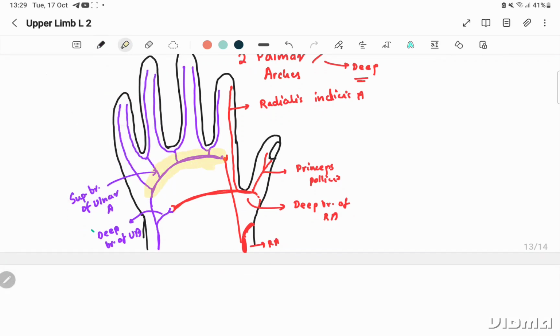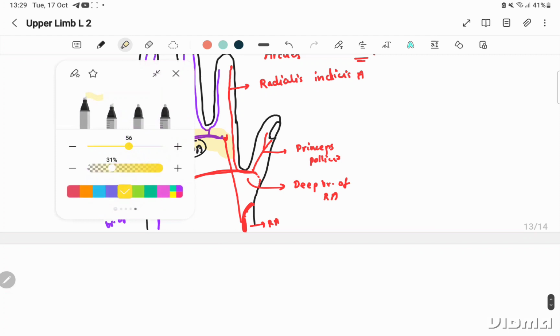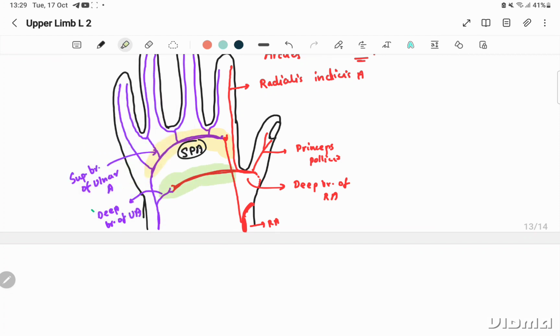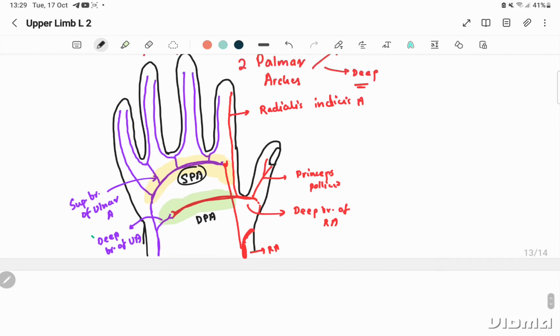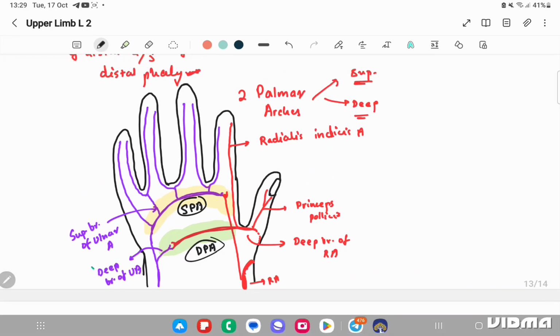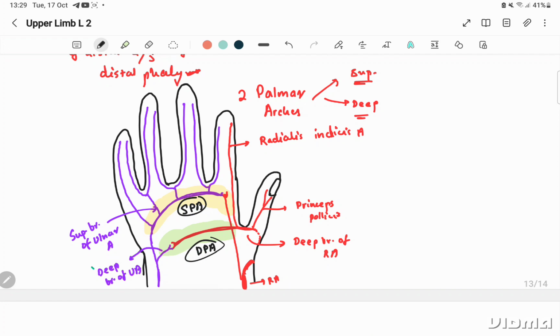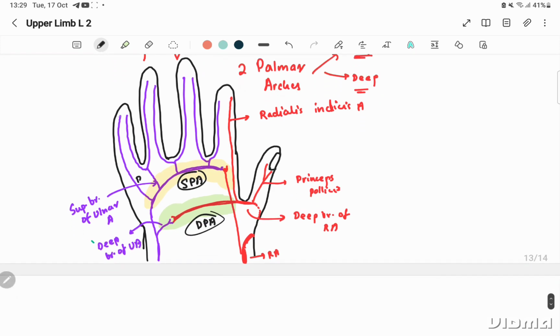This arch which is formed, this whole arch is called as the superficial palmar arch, SPA. Okay, and this whole arch that is formed is called as the deep palmar arch. Did you understand how the superficial and deep palmar arches are formed? We have some names also. This artery is P. What is P? This is the proper digital artery. And the arteries that are dividing are called as C. That is common digital artery. You should know them.